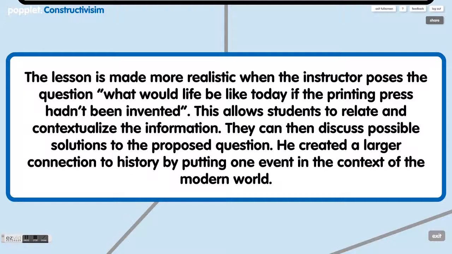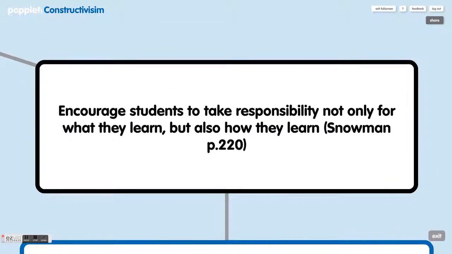They can then discuss possible solutions to the proposed question, create a larger connection to history by putting one event in the context of the modern world. In this case, asking them what would happen if Gutenberg never invented the printing press.